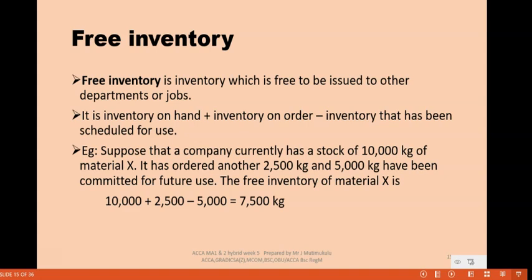So the formula is inventory on hand plus inventory on order minus inventory that has been scheduled for use, or committed for use. Suppose that a company currently has a stock of 10,000 kgs of material X. It has ordered another 2,500 kgs and 5,000 kgs have been committed for future use. The future inventory is going to be the 10,000 currently in stock, plus 2,500 that has been ordered, minus the committed stock, the stock that has been scheduled for use, and we get 7,500.